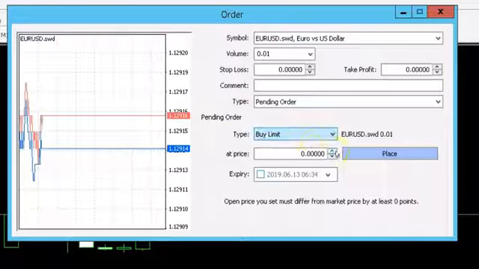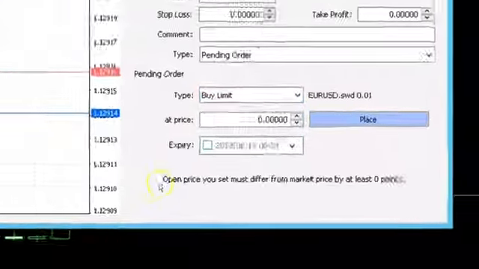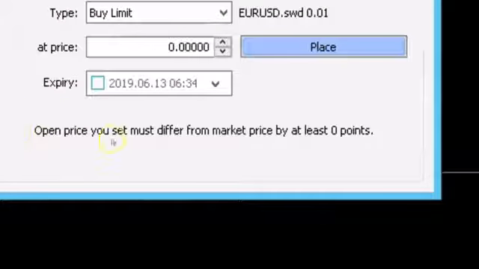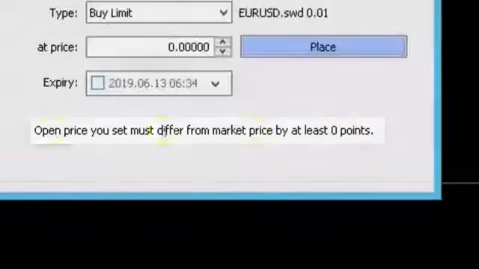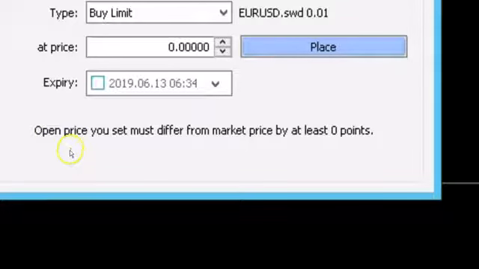So it'll either be your buy limit or sell limit, but what you really want to be looking for is what it says over here. If it says the open price you set must differ from the market price by at least 0 points, must be 0, then you'll know that this is an ECN broker as well.